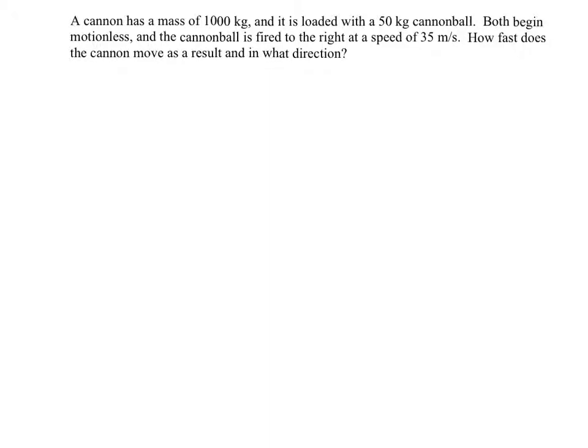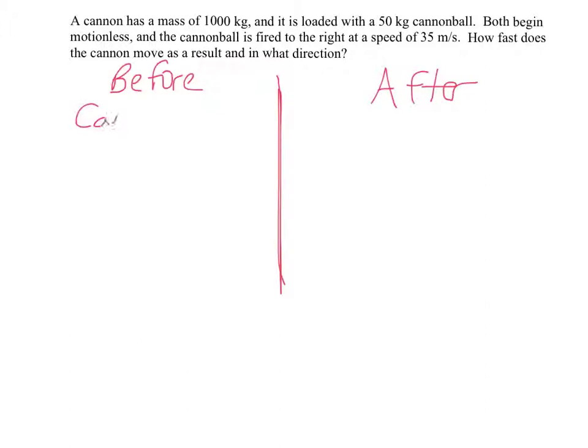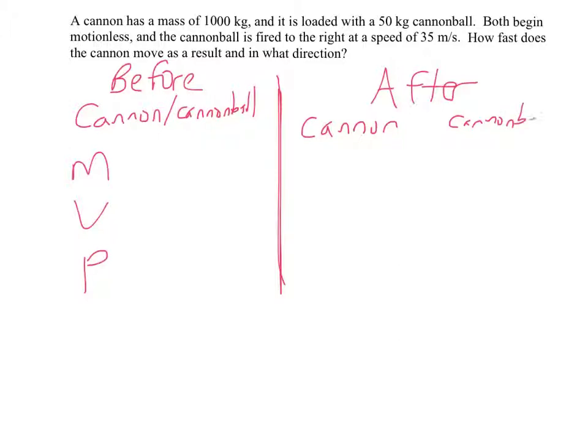Alright, let's try another one. It's similar. We'll set up our before and our after. So we have a cannon, and it's loaded with a cannonball. So before, you've got a cannon and the cannonball probably sitting inside the cannon, MVP. And then it fires it, so the cannon is now by itself, and the cannonball is out on its own.